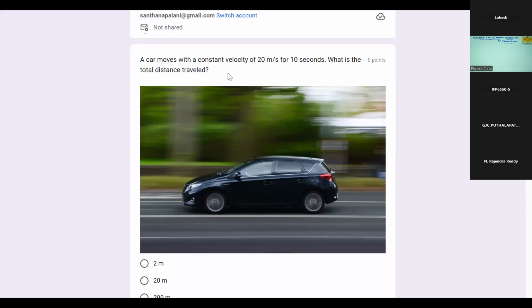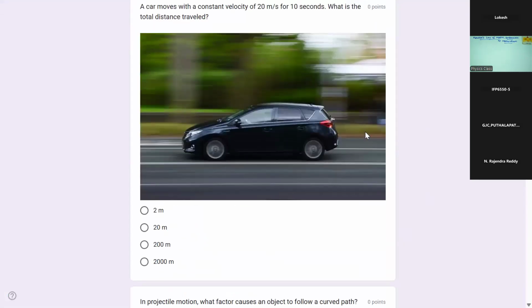First question. A car moves with a constant velocity of 20 meters per second for 10 seconds. What is the total distance traveled? In that sum, the car moves with a velocity of 20 meters per second for 10 seconds. So what is the total distance traveled? Options: 2 meter, 20 meter, 200 meter, 2000 meter.